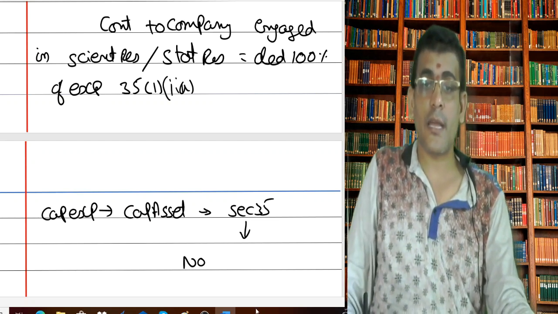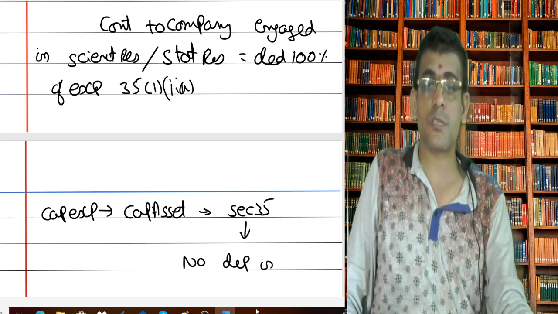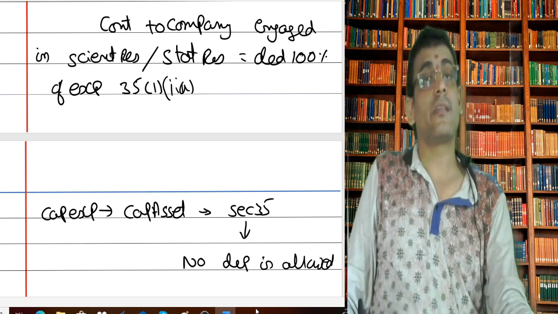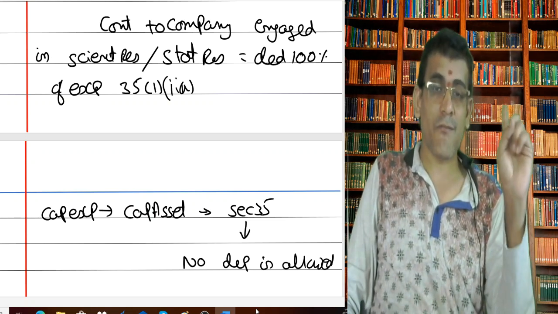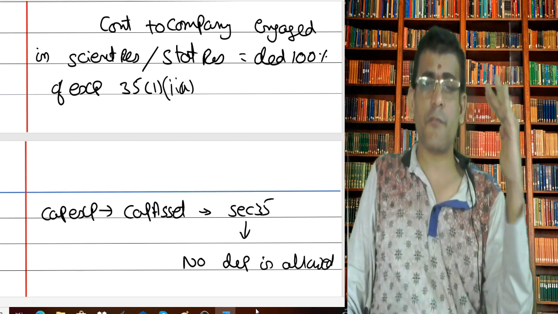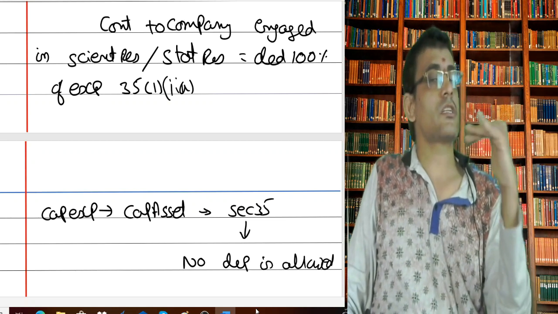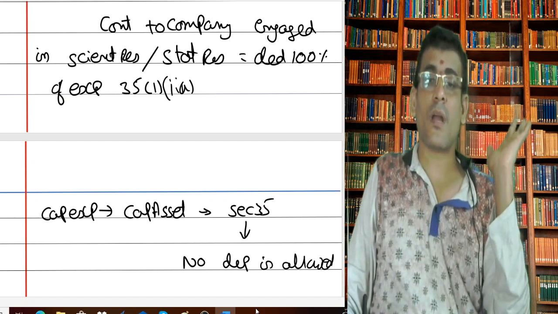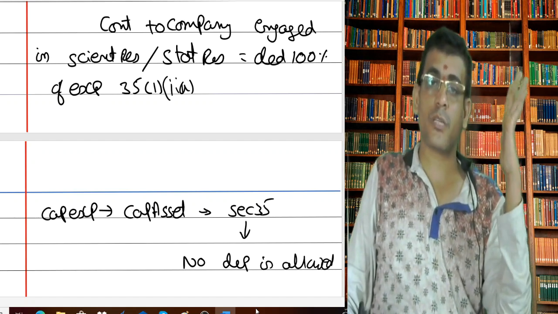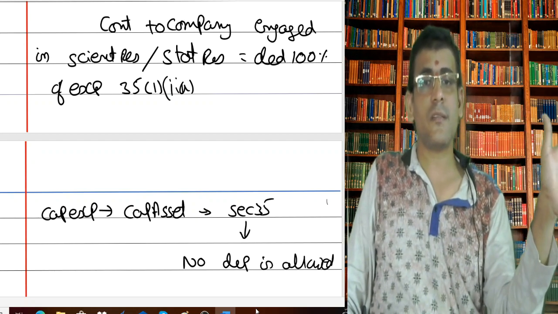No depreciation is allowed. If you want to take depreciation, then you cannot take section 35. Only one benefit is allowed. That means any benefit taken under section 35, a benefit under another section cannot be taken. That is one of the most important things we should always remember in the case of section 35. So we are done with section 35.